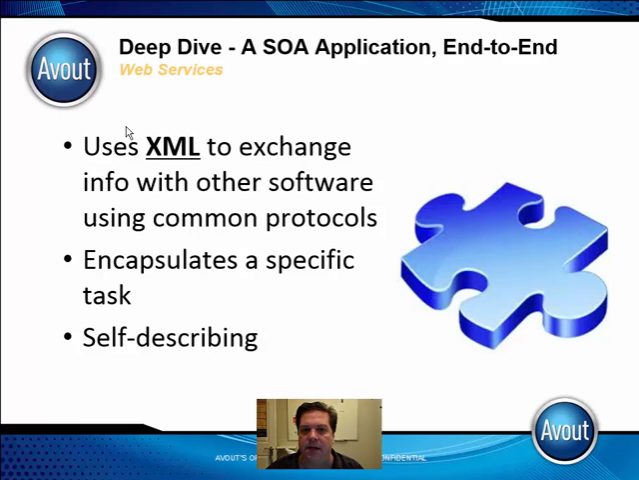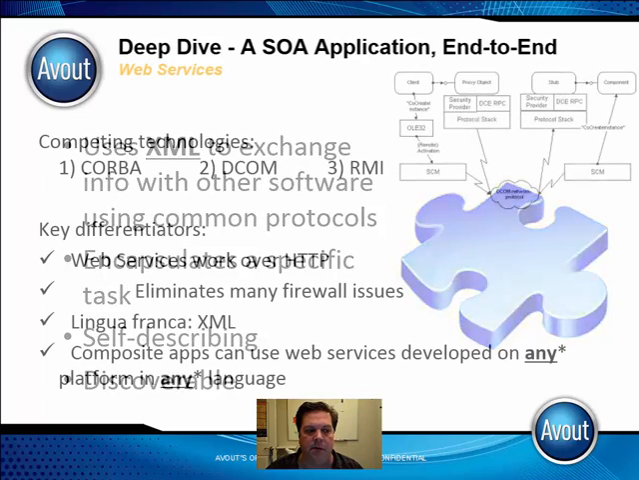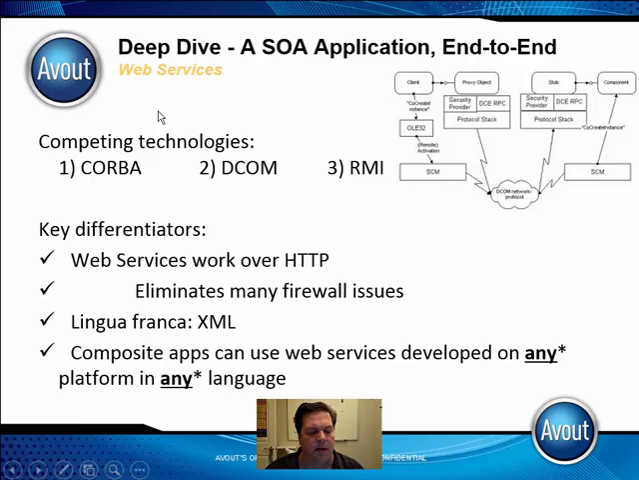For those of you who are interested in distributed computing, some of these terms should be familiar to you. They were very common in years past, but they all had some serious limitations. CORBA stands for Common Object Request Broker Architecture. DCOM was created by Microsoft. That's Distributed Common Object Model, and RMI stands for Remote Method Invocation.